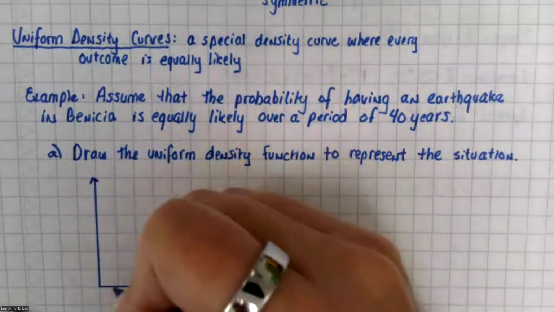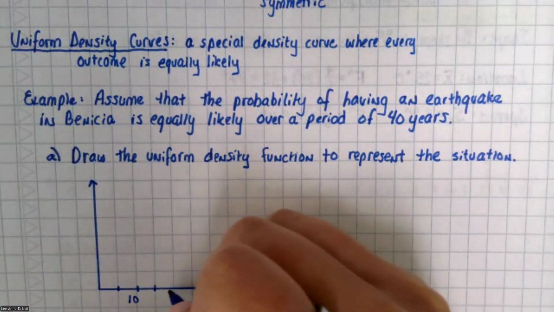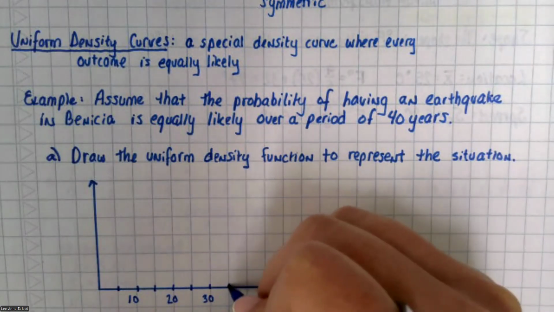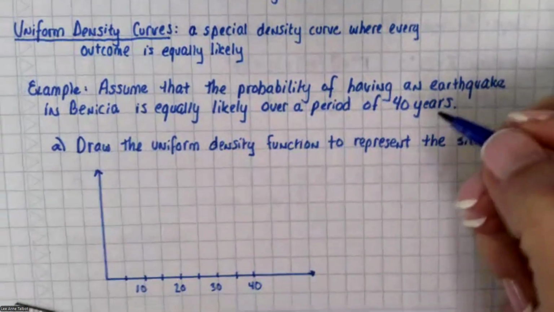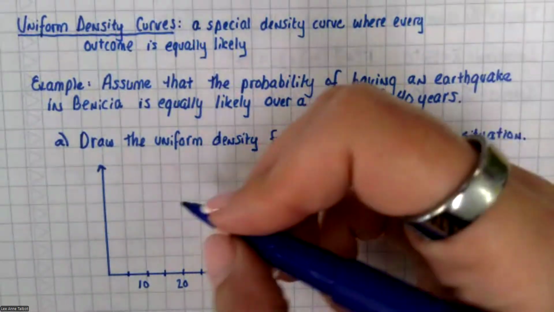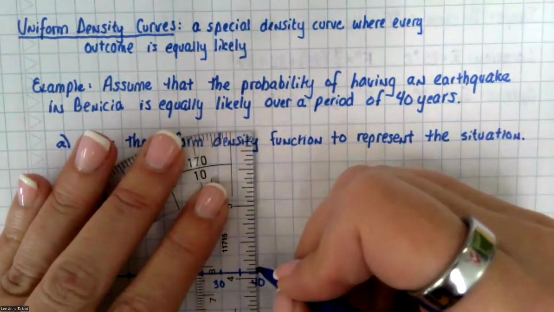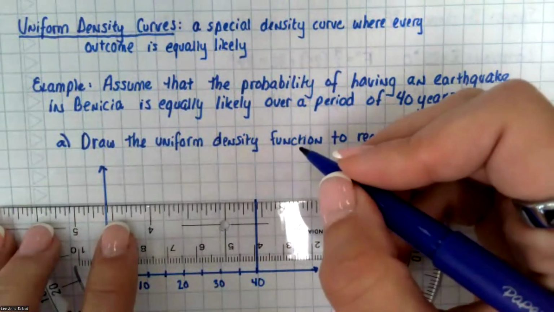So I am going to go over 8 boxes. I'm going to go like this. I'm going to go 10 years, 20 years, 30 years, 40 years. And then I'm going to make my rectangle here, and I'm going to make it 4 boxes tall. You can make it as tall as you want.